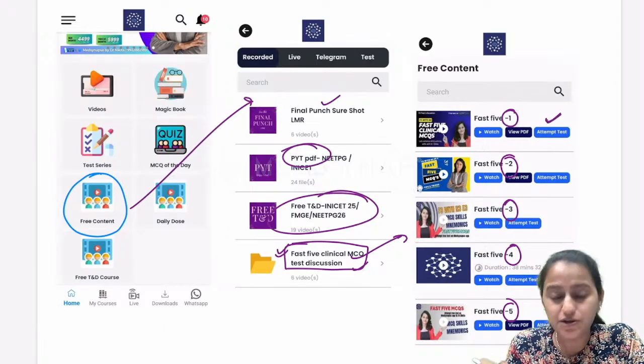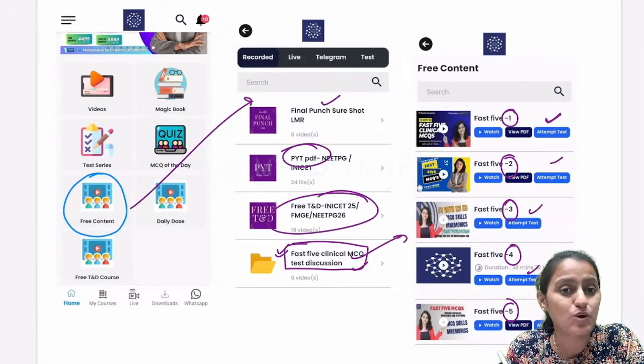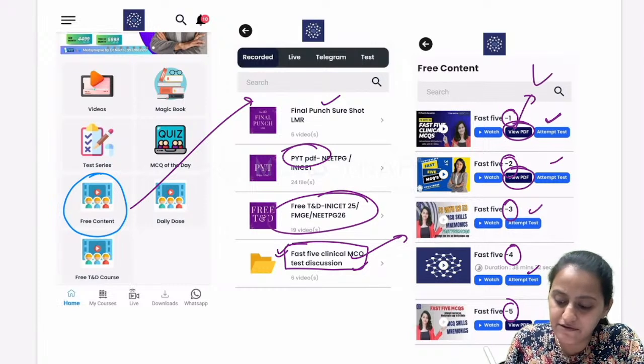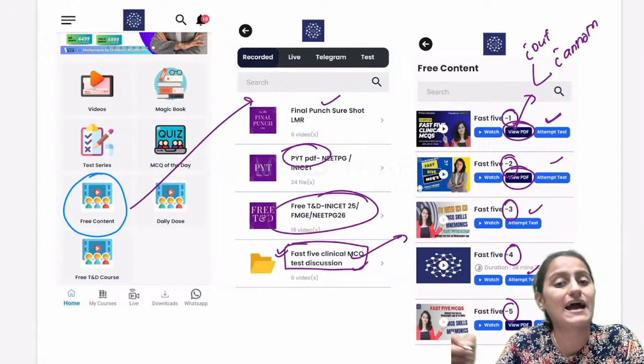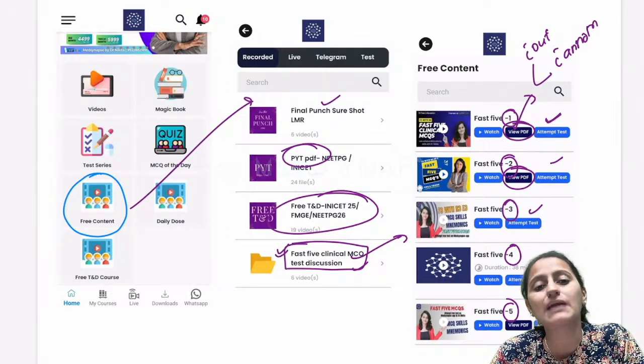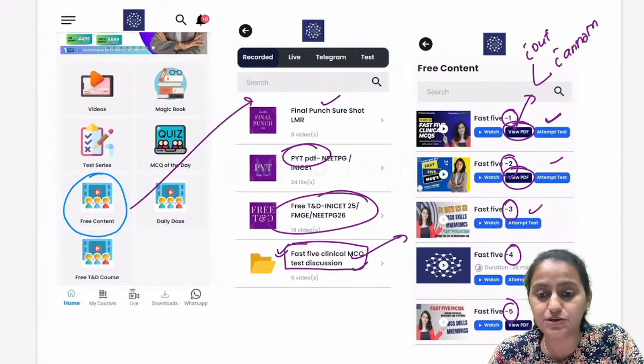With every video, you have this attempt test option, so you can attempt the test and then you can watch the video there. And you have the PDF also attached to every video. Once you click on view PDF, you will have the PDF without annotation and PDF with annotation, that is blank and annotated both. For this test as well, I'll be uploading both the blank and the annotated PDFs in the app in this location, which is the free content and the Fast 5 clinical MCQ discussion.